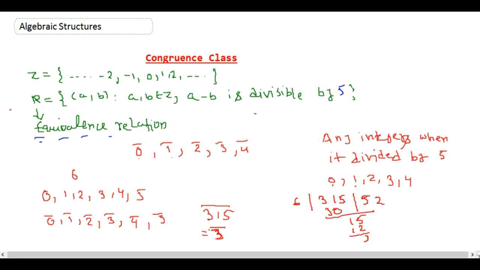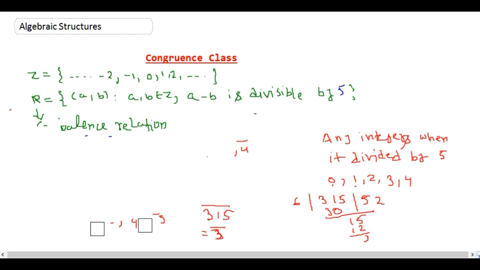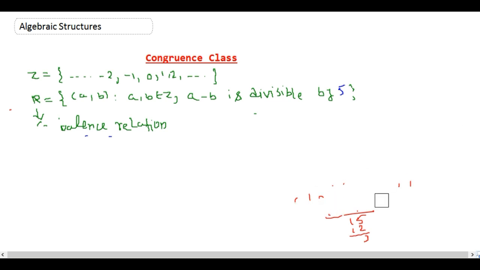In this way, we will work with the congruence classes. Instead of 5, if I take any integer, let me first erase the whole thing from here. I am taking your time for erasing all this, and I am sorry for that, but I have to go through this process. So instead of 5, 6, 7, we take any integer k.